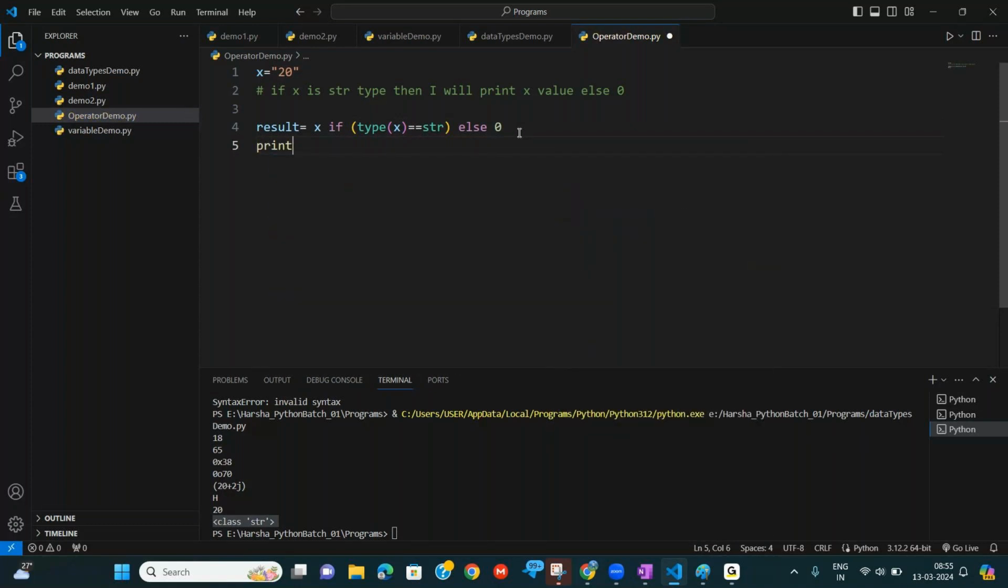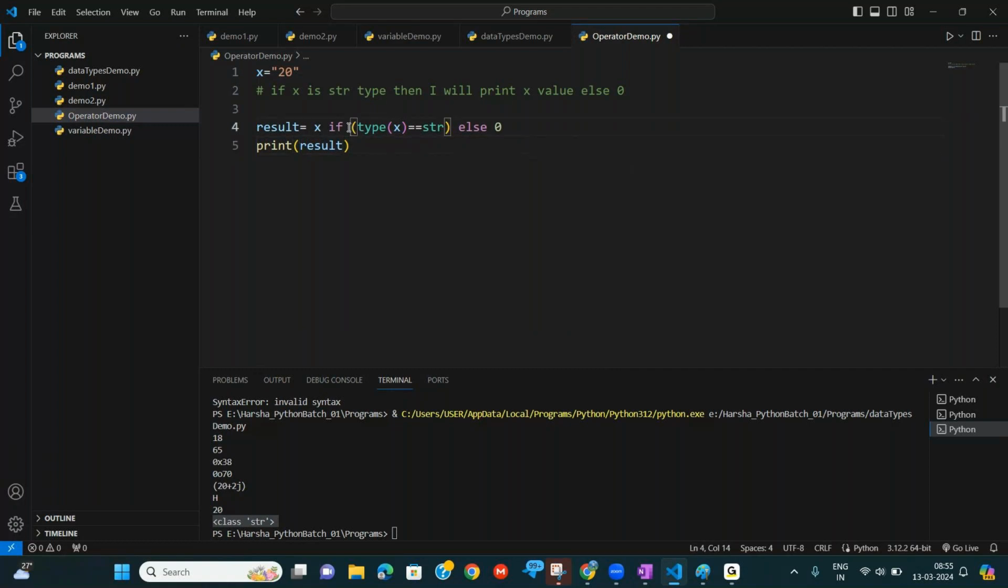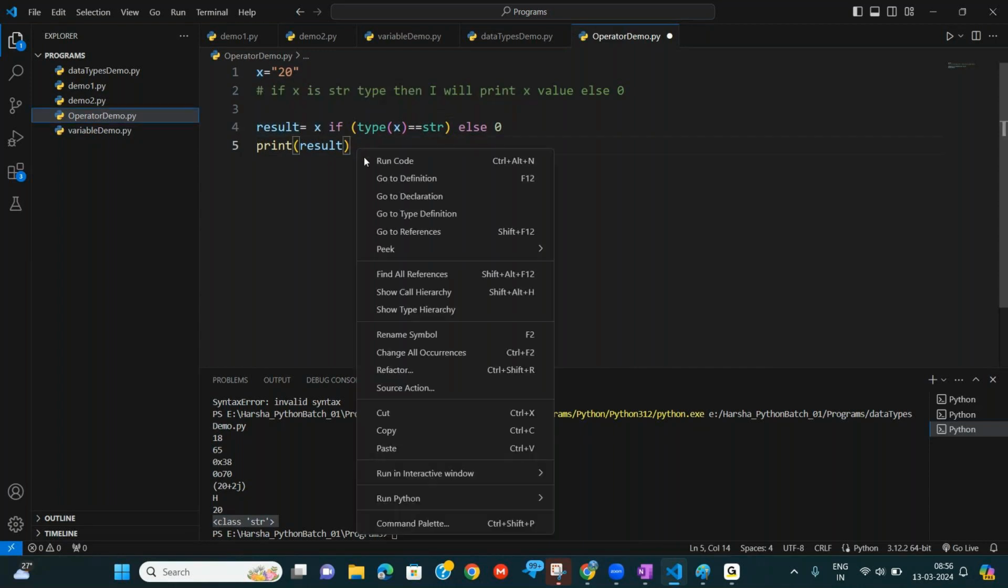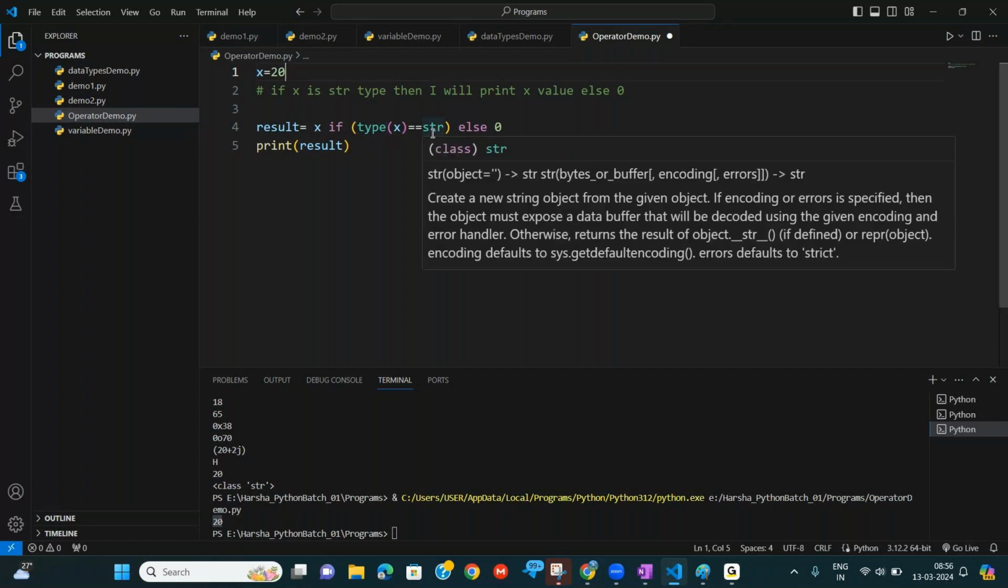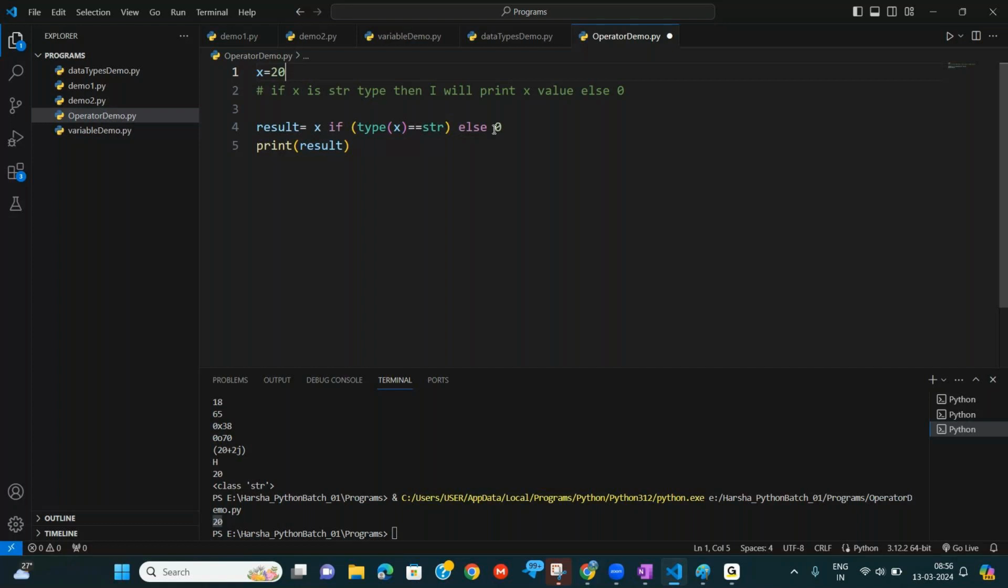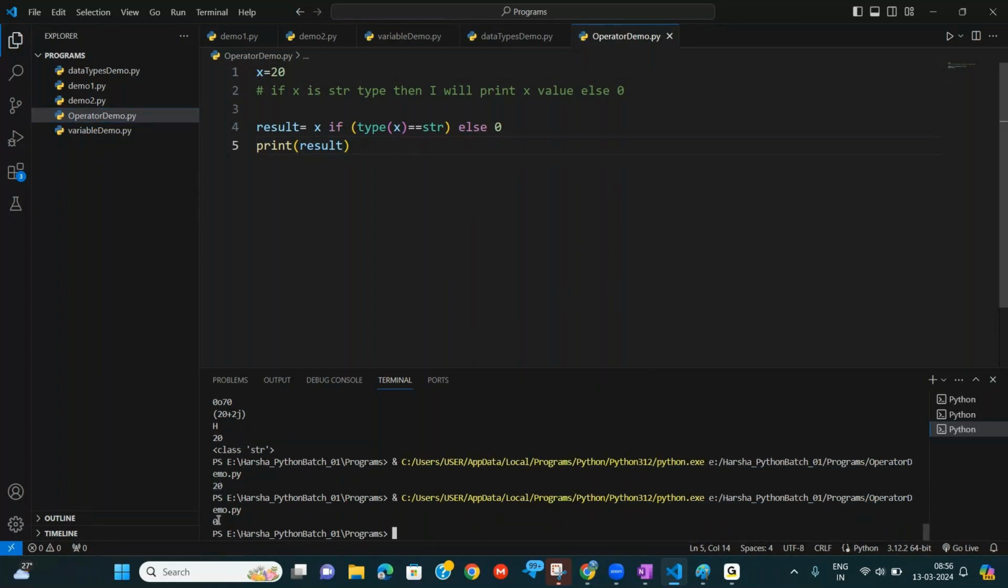So I'm trying to print result. If the condition is satisfied, then it will return the x value to this result. If the condition is not satisfied, then it returns this zero value to this result. If I print it here, it will give me 20. Suppose I write 20 as an integer. Now this condition will not be satisfied, because the type of 20 is not str type. So it will be false, and I will get this zero value. See, if I execute this, I'm getting 0.